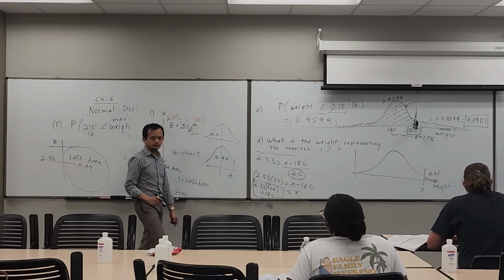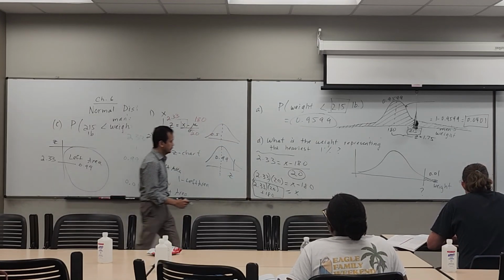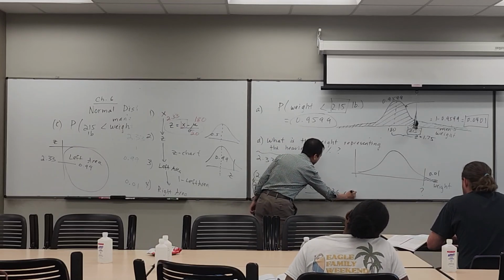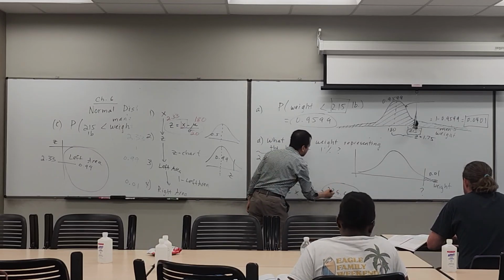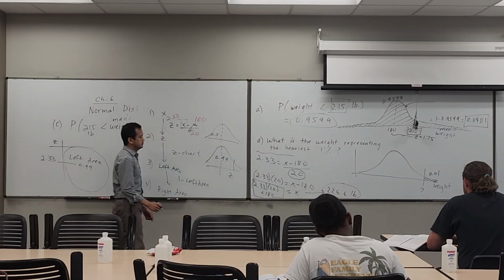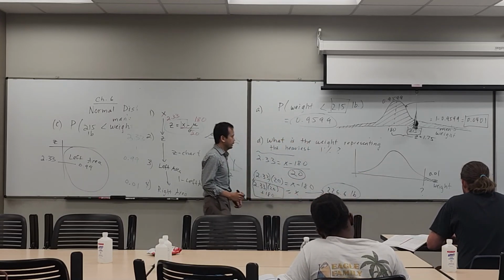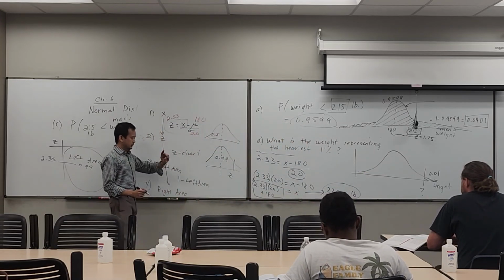Any questions? 226.6. Yes, 226.6. So that represents the man's weight that is the heaviest 1%. So this is one way that you could have done it.